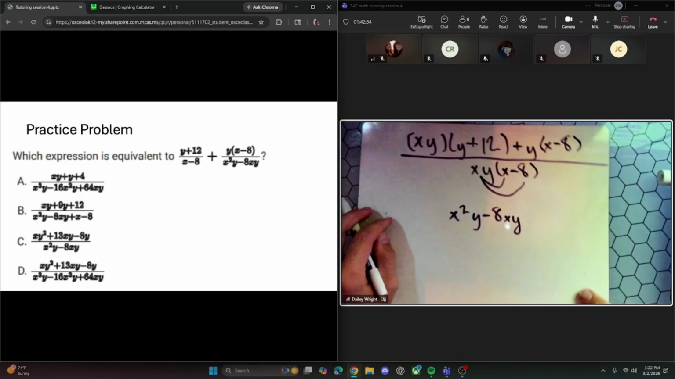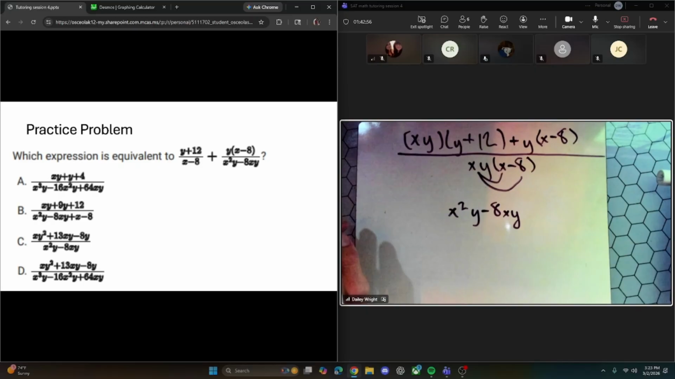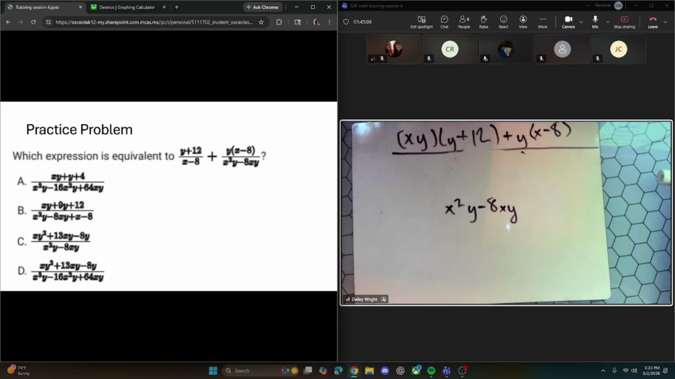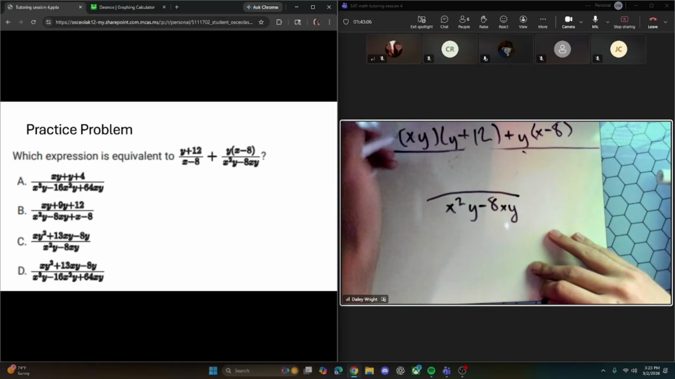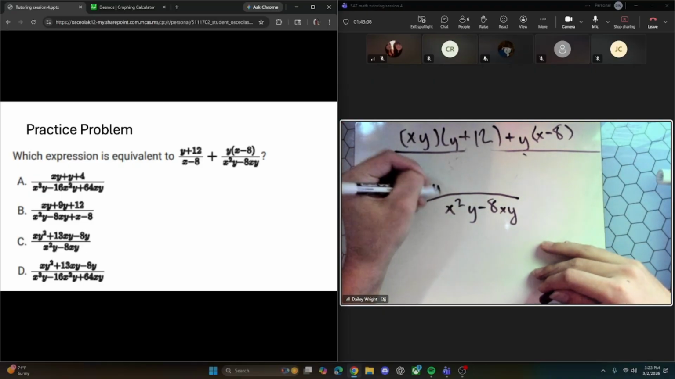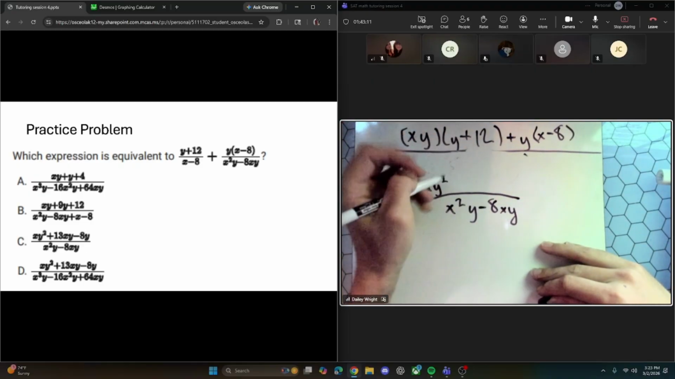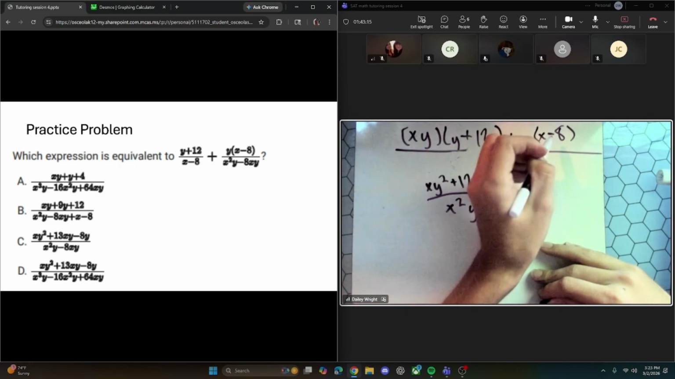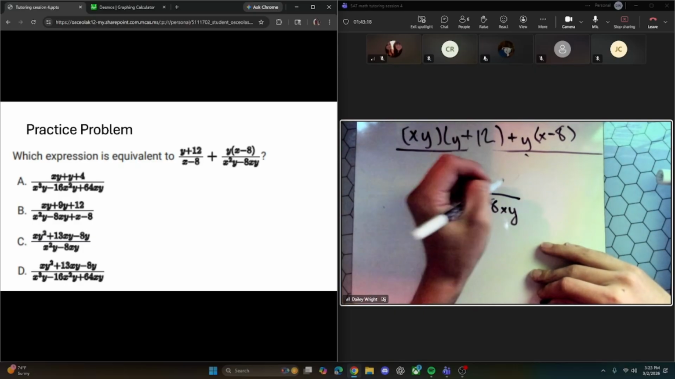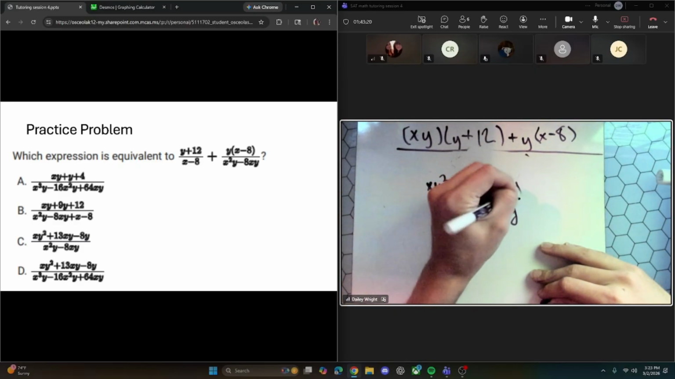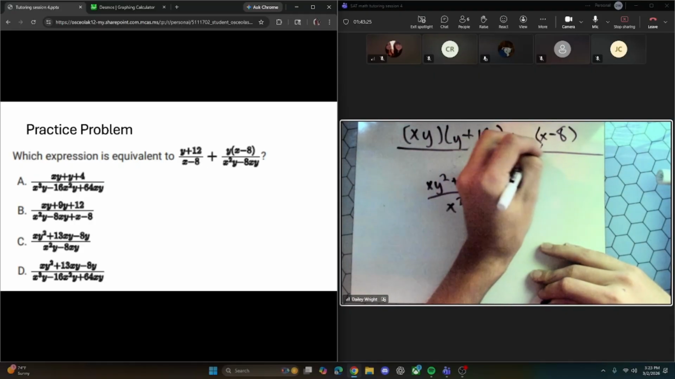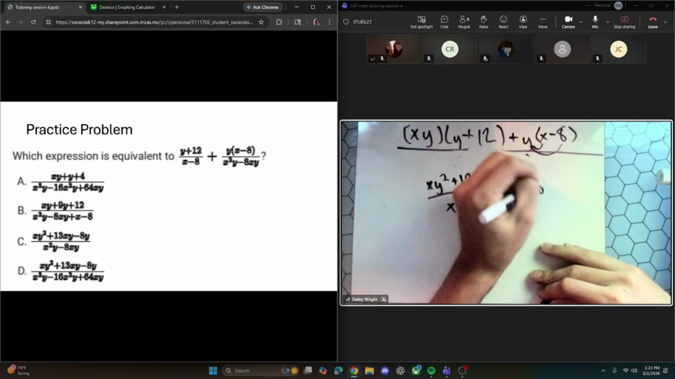And that is the same denominator as C. So we see it has a different numerator though. So now I know I'm going to have to distribute out everything in the numerator. xy times y is xy squared. xy times 12 is 12xy. y times x over here is going to be xy, so plus xy. And then y times negative 8 is going to be negative 8y.